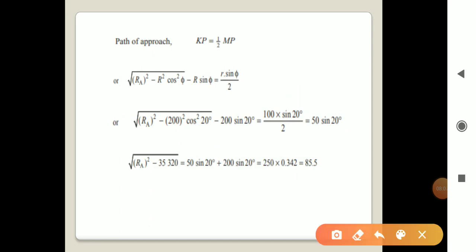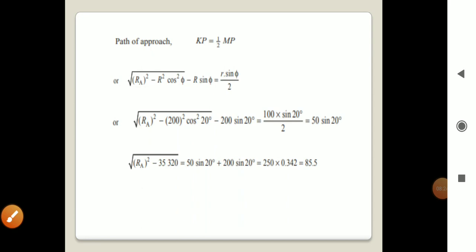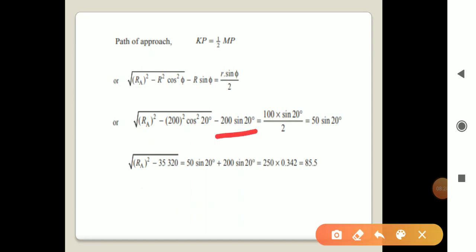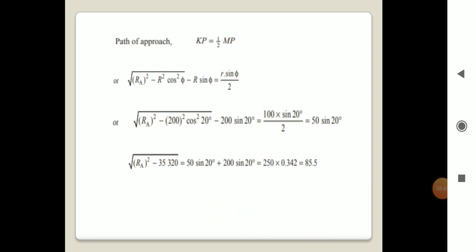Let's solve all these things. Keep the under root term as it is. Only solve 200 square into cos square of 20, and the value we got is 35,320 under the root. Then take minus 200 sin of 20 to the right side of the equal sign, so the sign becomes plus. This 50 sin 20 plus 200 sin 20 gives 85.5. What we are going to find out is RA.